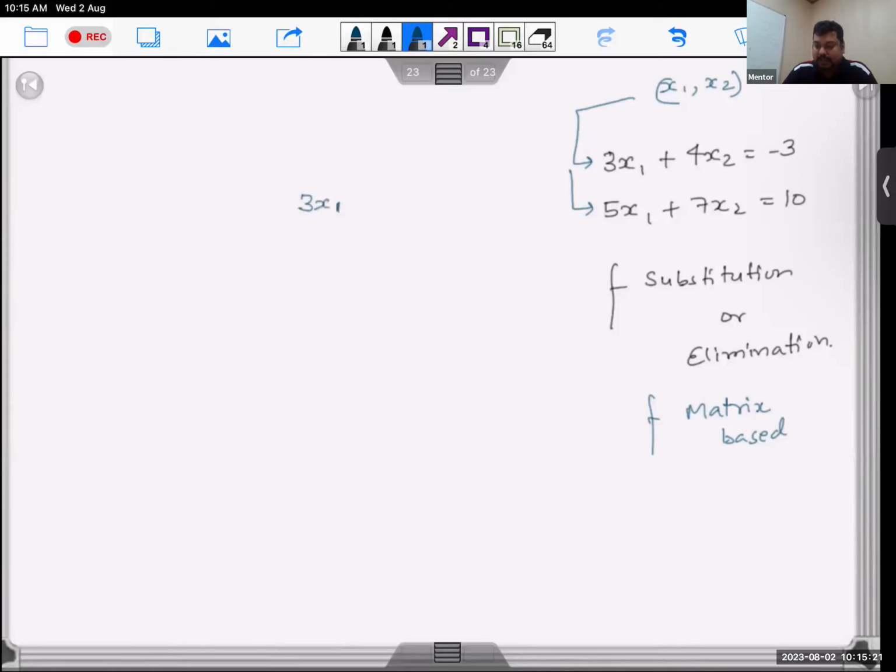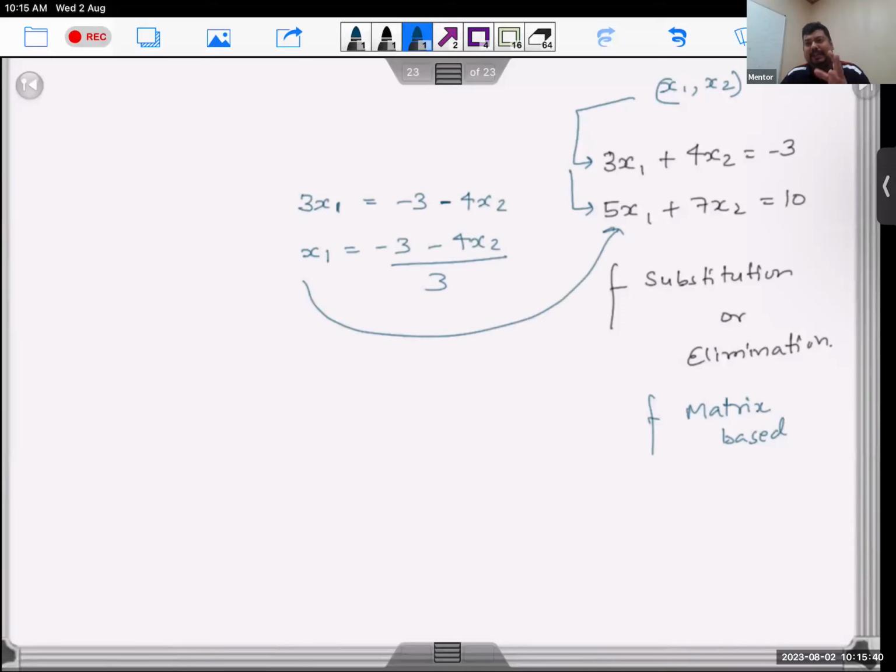Take x1, write it in terms of x2, and you can say this is your x1. Substitute x1 in this equation, so everything will be in terms of x2. This is called the substitution method. At least you should know one method.